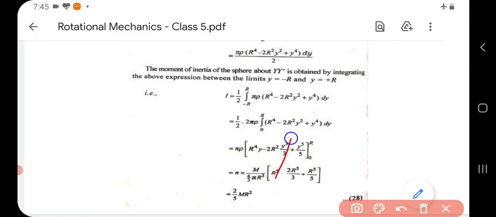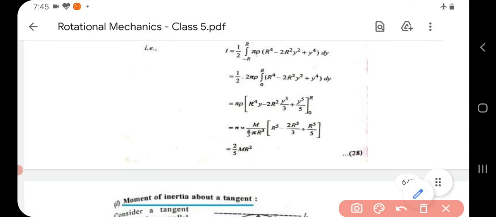Then next is simple integration. That is, 2 and 2 get cancelled. So pi rho, what is integral r raised to 4 dy? r raised to 4 is a constant, so integral dy is y. Then minus 2r square is kept as such. What is integral y square? y cube by 3. Plus, what is integral y raised to 4? y raised to 5 by 5. Then apply the limit 0 to r.